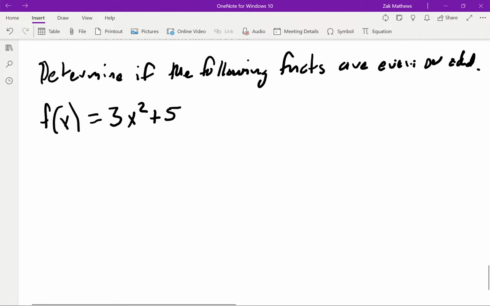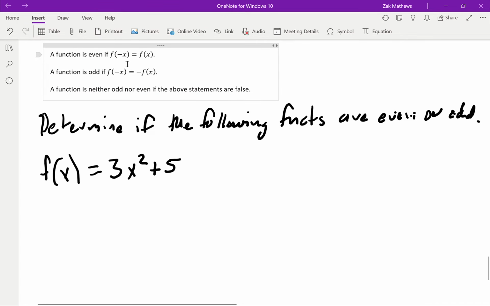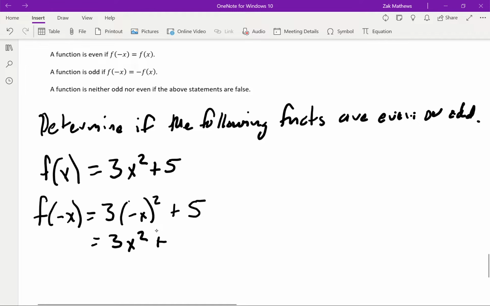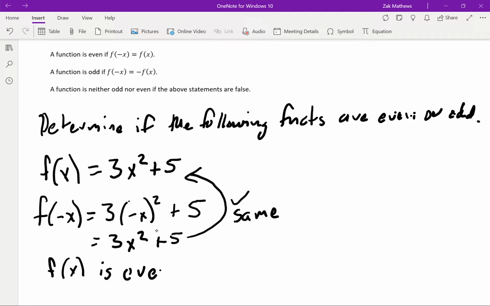So, again, using my definition statements here, I'm going to look at what f of negative x looks like first. So I plug the negative x in for my old x, 3 times negative x squared, and we know that negative x squared is just going to give me a positive x squared, so I get 3x squared plus 5. If we compare that to the initial, those are in fact the same. So what that tells me is that f of x is even, and we're done. We don't have to test if it's odd because we know it's not. We found it to be even.